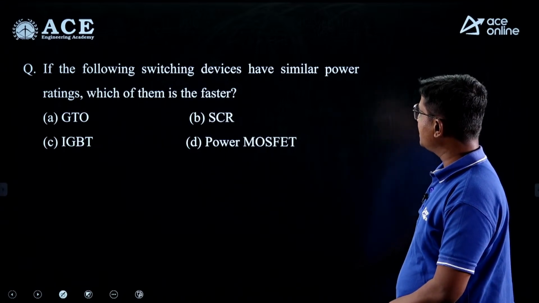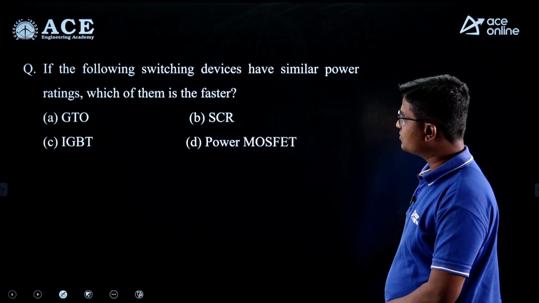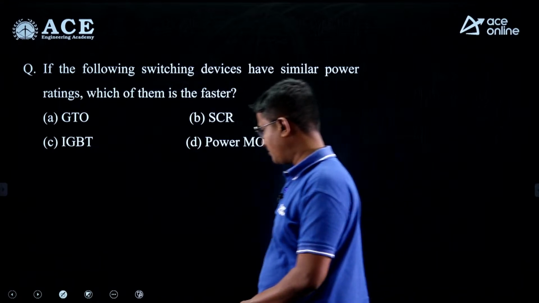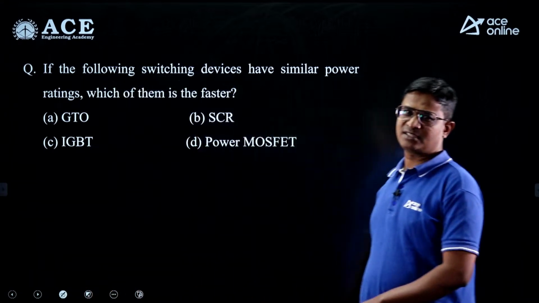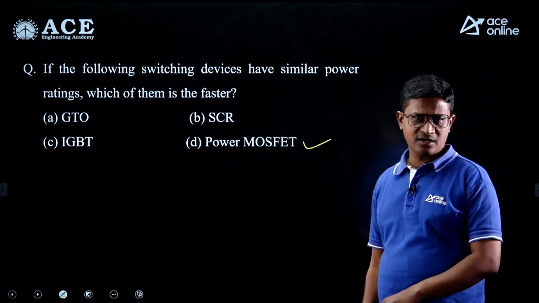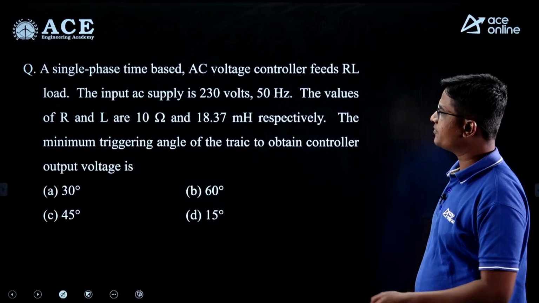If the following switching devices have similar power ratings, which of them is the fastest? Come on, tell me which of them is faster. We know till now that the fastest device is the power MOSFET, alright? So option D is the correct option.